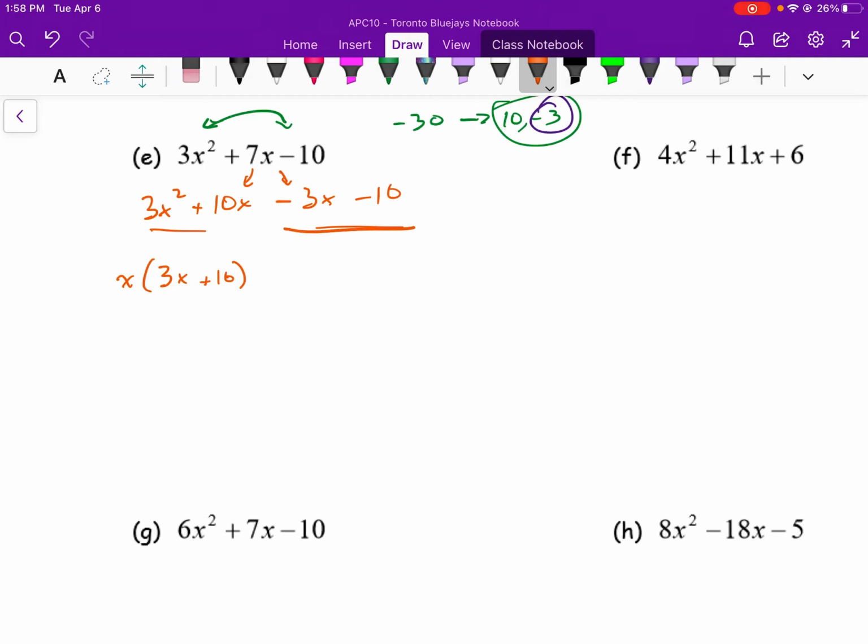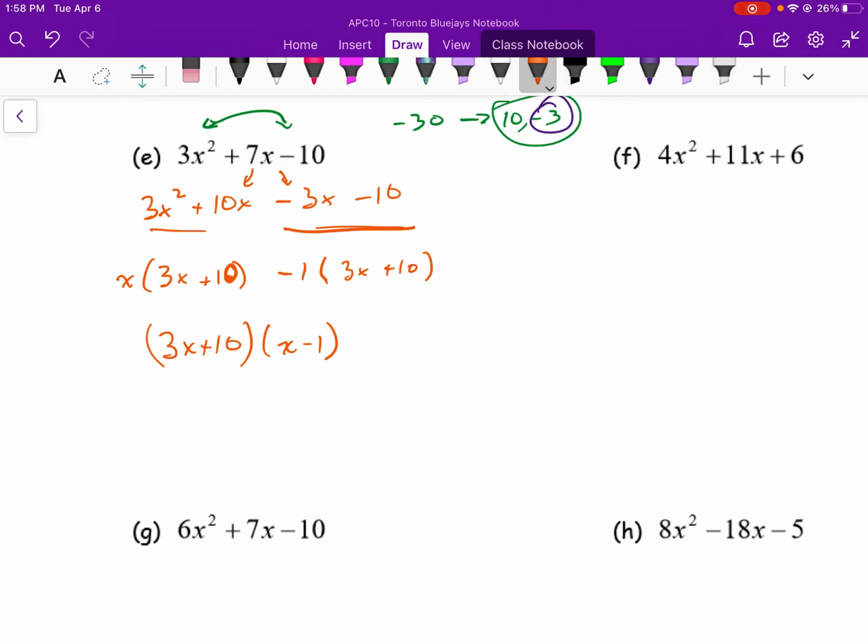Well, they're both negative. Remember, you have to factor out a negative to make sure that that first term is positive. Here we are. By the way, that should be 10. It looks like 16. There. I factored it.